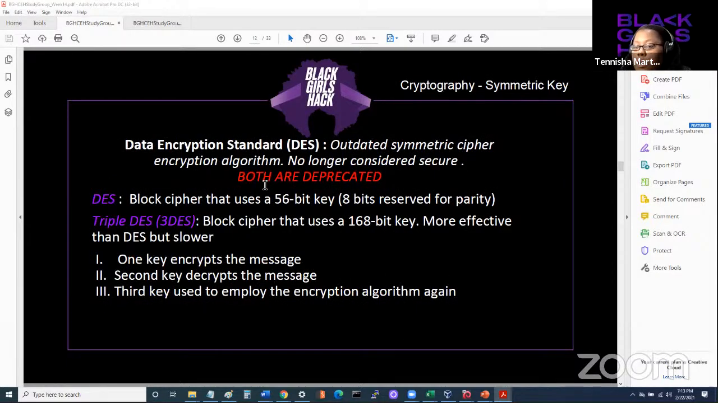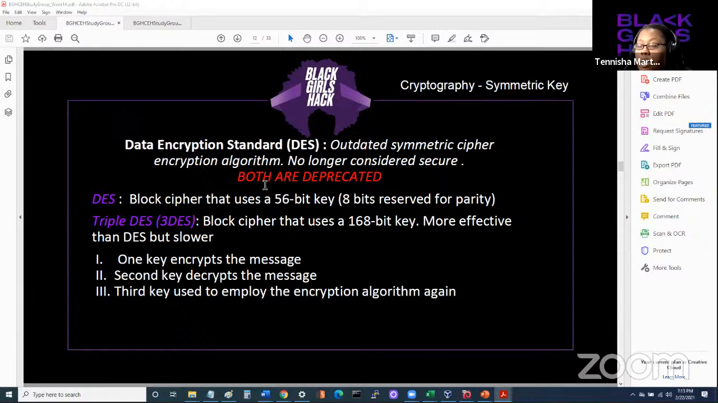DES. DES is one of the symmetric key algorithms. The types of questions you'll see on your exam about this have to do with which one of these is used for symmetric keys, or which one of these is used for asymmetric keys. They'll give you three symmetric keys and then one asymmetric, and you have to pick the asymmetric out of the list.